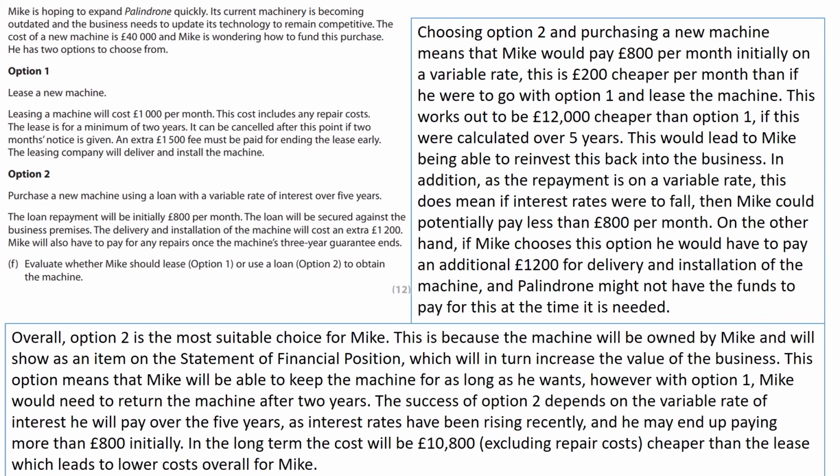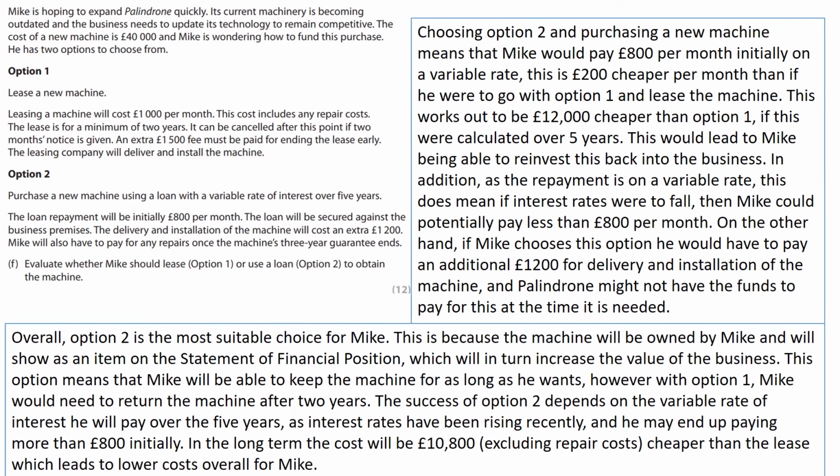So that was our 12 marker and our justified conclusion. You might want to consider using terms such as "it depends on" within your conclusion. It's not compulsory, but it's just something that you might want to consider. You could get some evaluation marks from there as well.